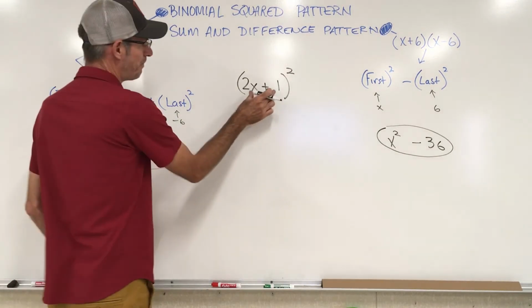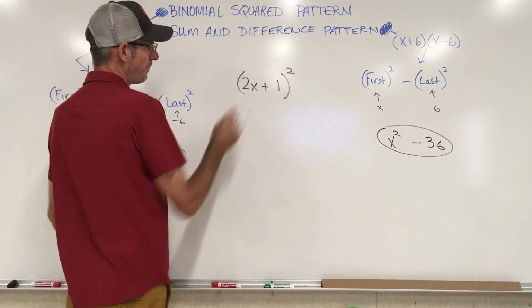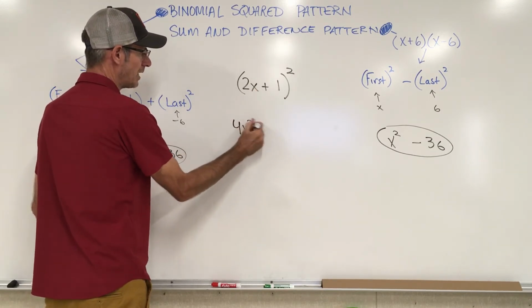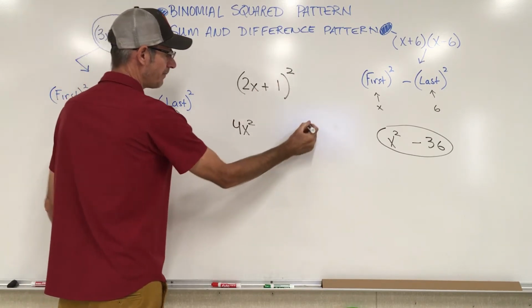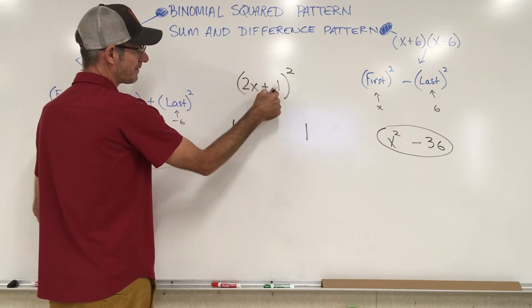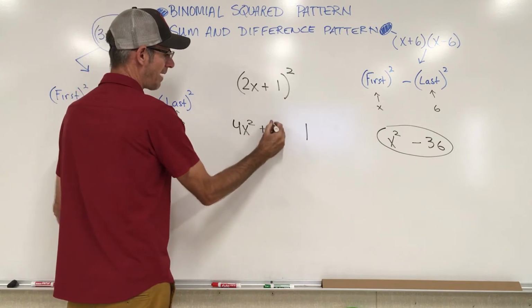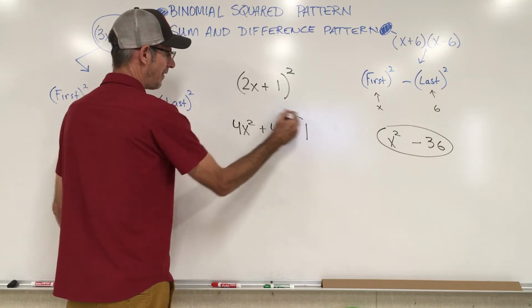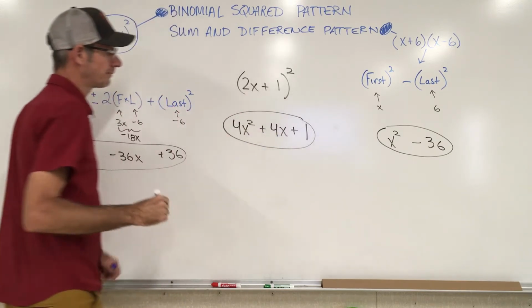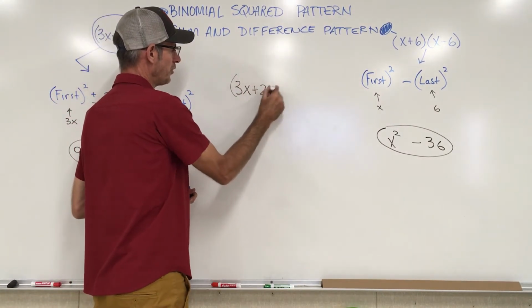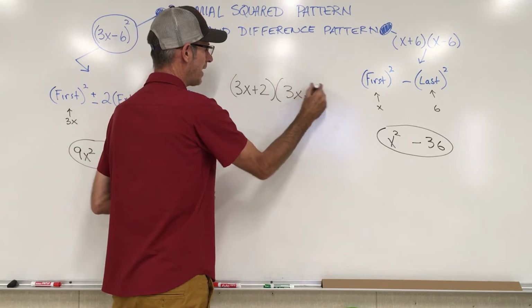All right, this is the binomial squared pattern. So I take my first and square it. I take my last and square it. I take my first times my last, which is 2x times 2, and that makes 4x. And there's the answer. All right, so now we have 3x plus 2 and 3x minus 2.